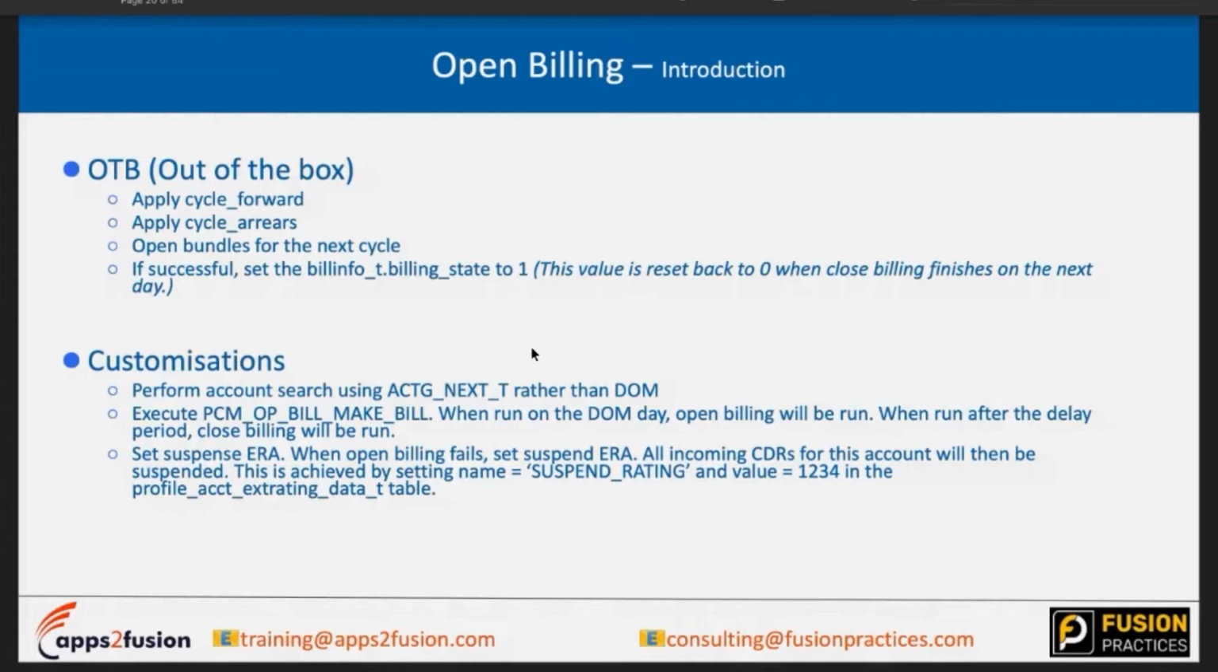And open bundles for next cycle. Open bundle is nothing but you give freebies. So supposedly, in one of the months you said that for every customer that has opted for a $40 plan, I will give 2 gigs extra. So what you do, you just get that customer to purchase an open bundle plan, and wherever there is a cycle forward or a cycle arrear charge applied for that particular amount, that product will automatically be purchased. These kinds of products are known as open bundles.